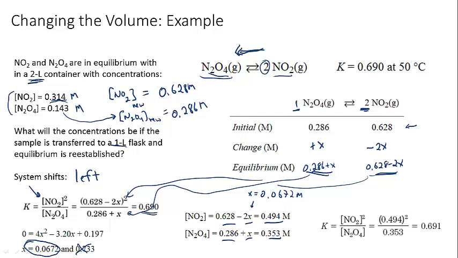Finally, if you want, it's not a bad idea to put these values back into the equilibrium expression, because we should have reattained equilibrium, and see if you get the same number. In fact, you do. So they do equal K when put into the reaction quotient.